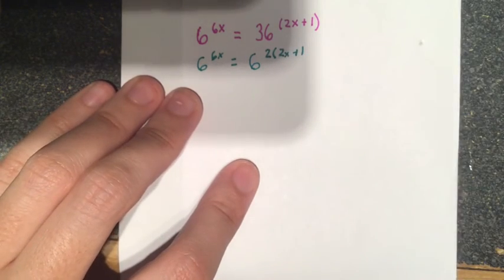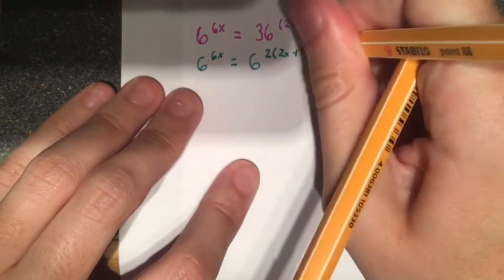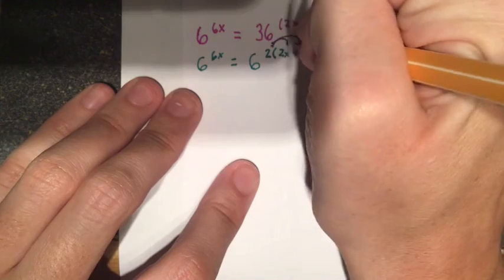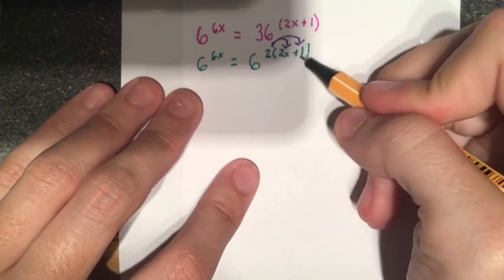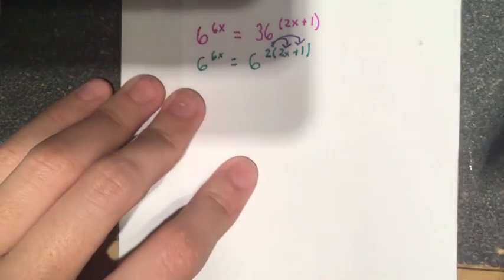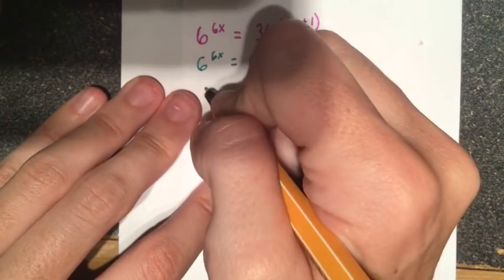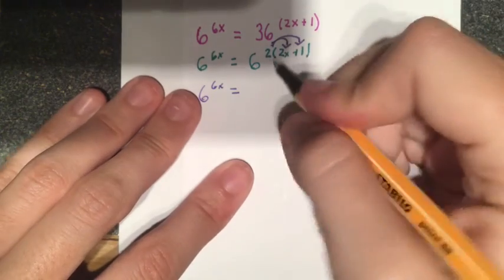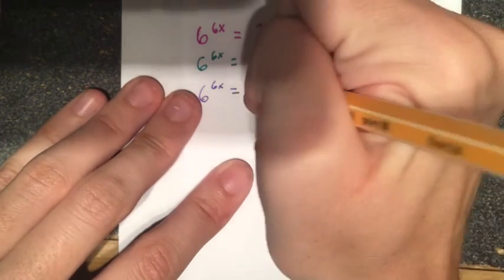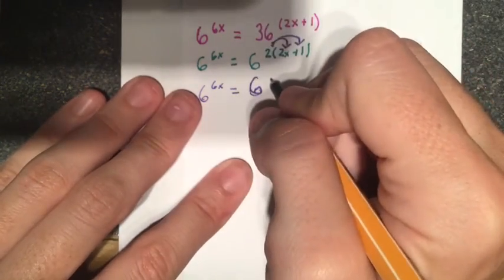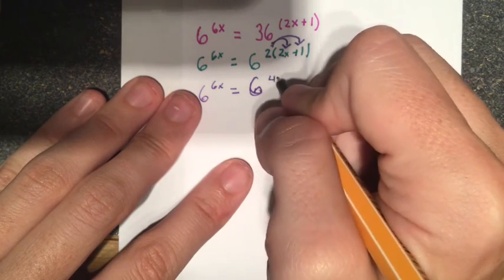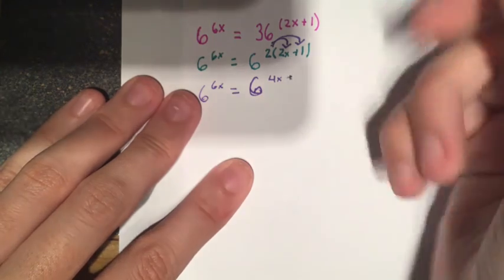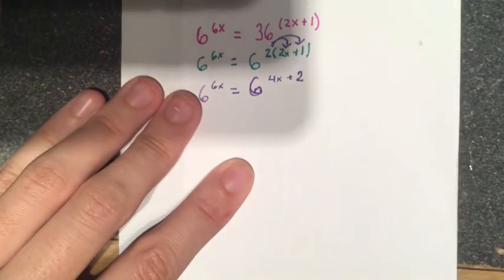Okay, and then I remember I have to make sure that I distribute this 2 to both pieces here. You need to distribute it to the 2x and to the plus 1. So when I distribute it, I'm going to be left with 6 to the 6x is equal to 6 to the 2 times 2x, which is 4x, 2 times 1 is 2, I'm sorry, plus 2.